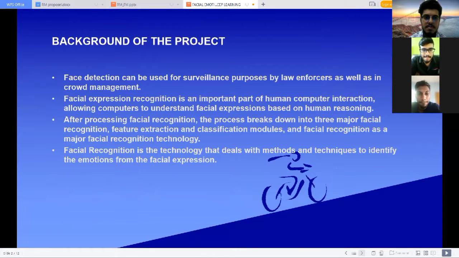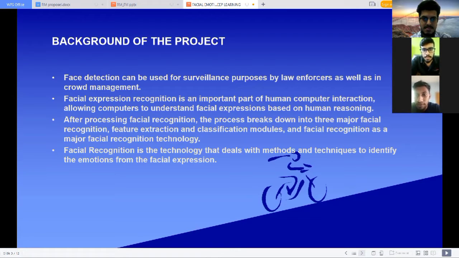Let's go to the background of the project. The background of the project is that face detection can be used for surveillance purposes by law enforcement as well as in crowd management. Second, facial expression recognition is an important part of human-computer interaction, allowing computers to understand facial expressions based on human reasoning. Third, after processing, facial recognition breaks down into three major modules: face recognition, feature extraction, and classification.